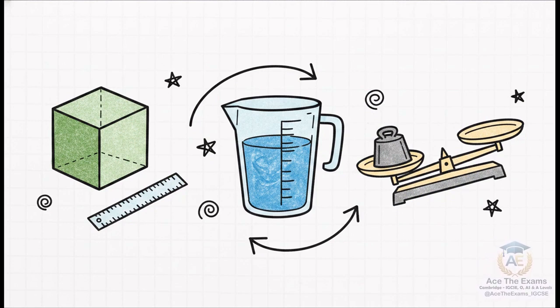Think about a cube. Let's say it's exactly 10 centimeters long, 10 centimeters wide, and 10 centimeters high. The capacity of that specific cube is exactly 1 liter.